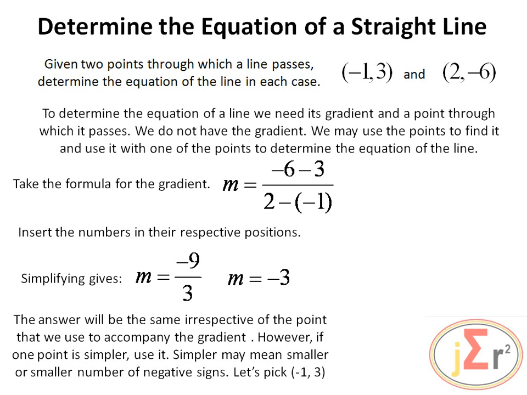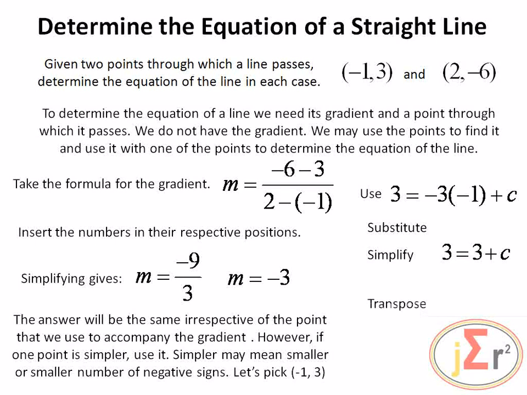Remember now that we need to use the gradient accompanied by the point in order to determine the equation of a line. So we are going to use y is equal to mx plus c in this particular case. And of course, we are going to substitute like we did just before. Good. And we simplify and we find the value of c. So the value of c in that case is 0. So y is equal to negative 3x.